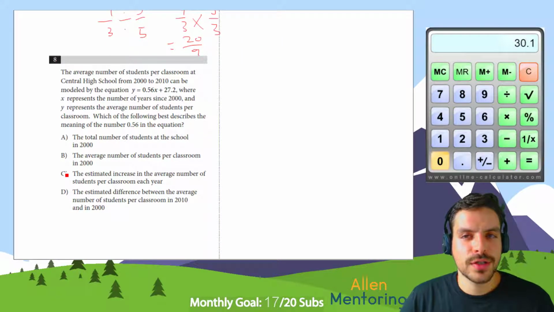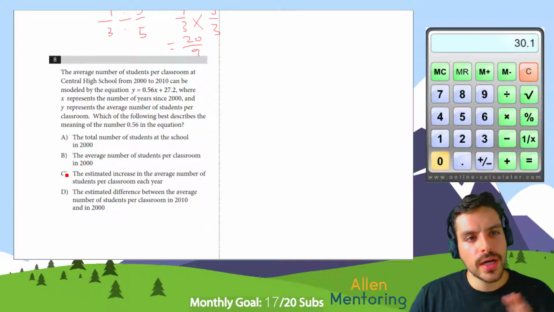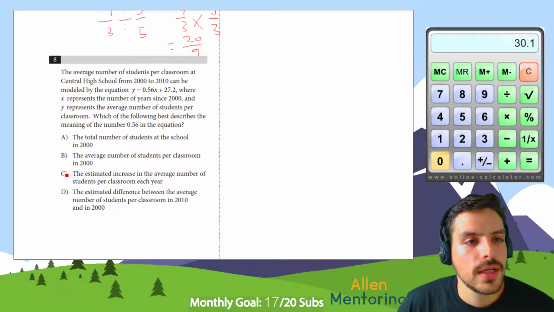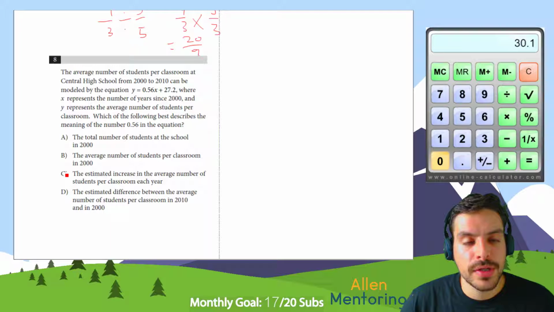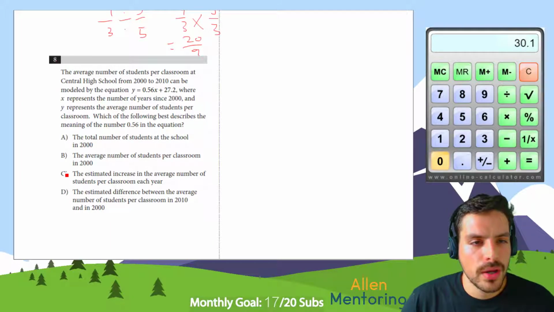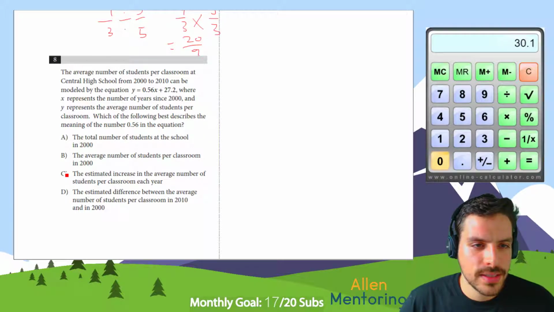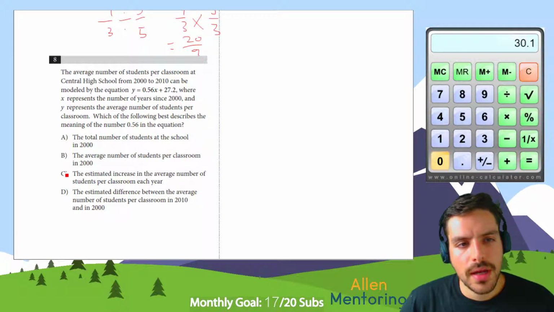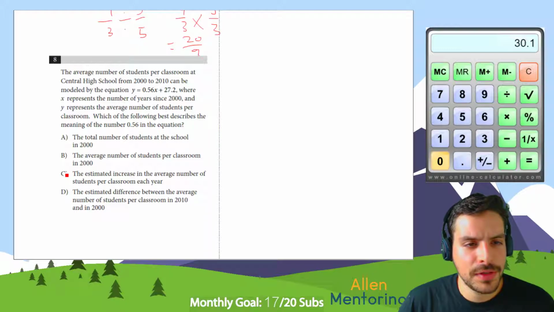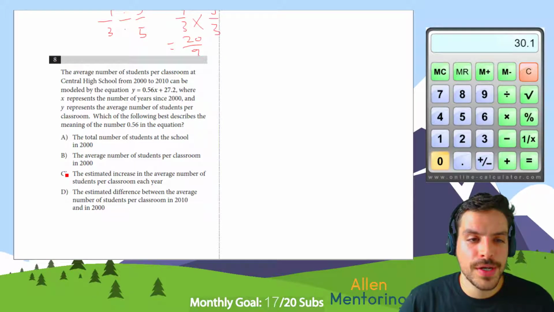Number 8. These are going to start to get a little harder now. The farther we go, the more difficult they get. Number 8. The average number of students per classroom at Central High School from 2000 to 2010 can be modeled by the equation y equals 0.56x plus 27.2, where x is the number of years since 2000 and y is the average number of students per classroom. Which of the following best describes the meaning of the number 0.56 in the equation?